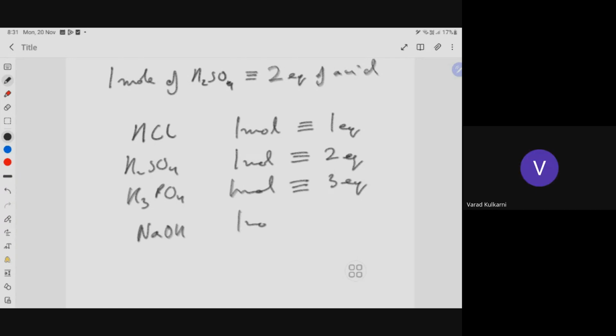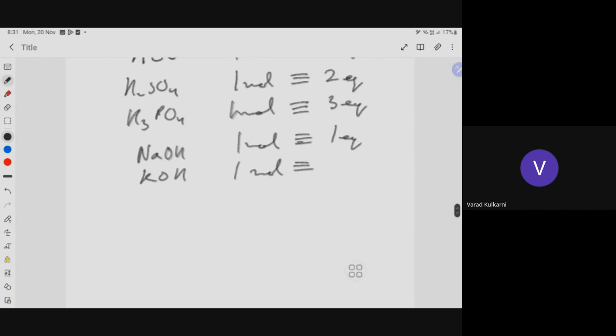NaOH, one mole is as good as one equivalence. KOH, guys, one mole. How many equivalents? One. Yeah, it has only one plus, one OH, so one equivalent, right? Ca(OH)2, one mole. How many equivalents? Two equivalents, right?